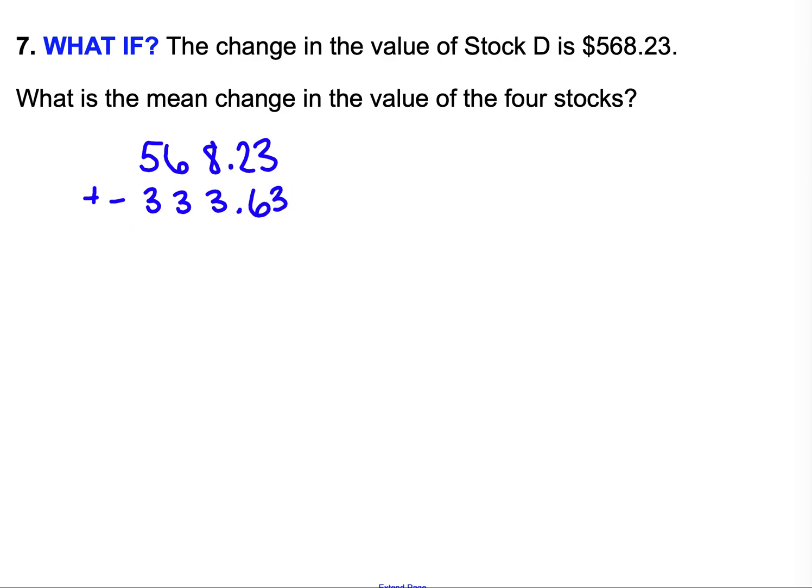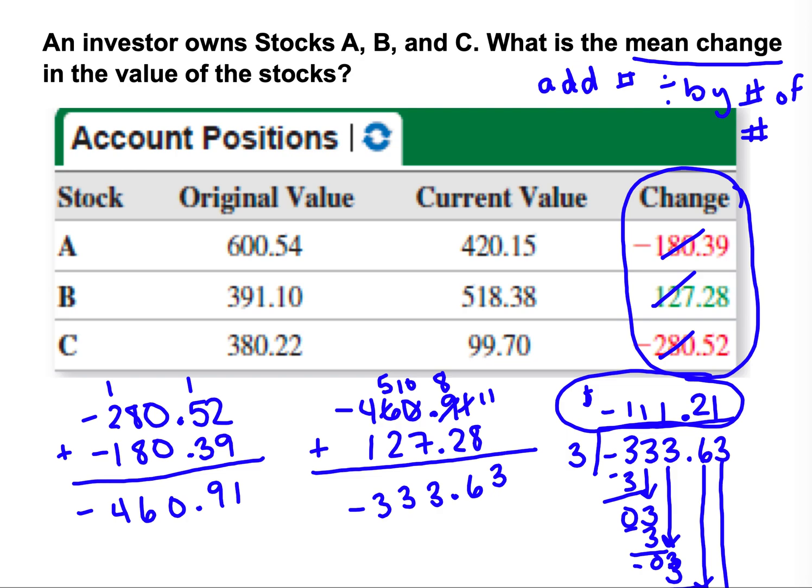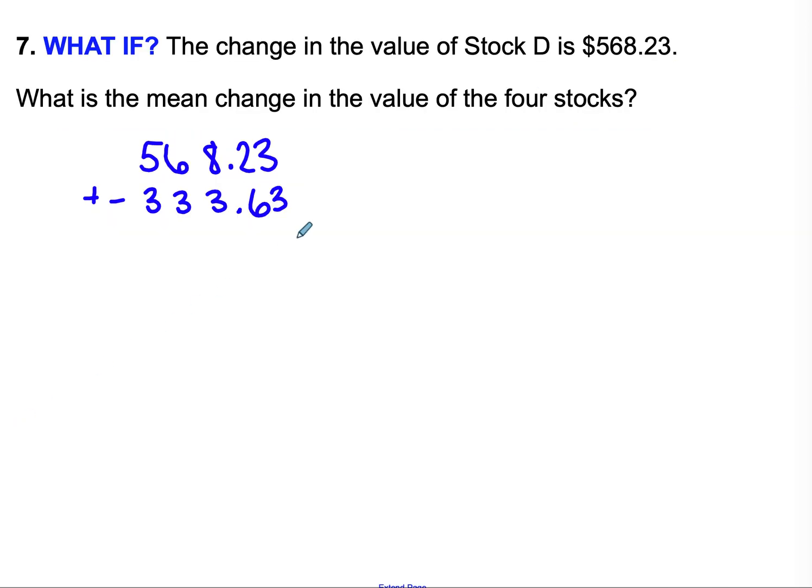I think that was the right number. Let's double check. Yep, that was our total here, $333.63. We're going to add those two together. And then because we have 4 stocks, once we add our values together, we're going to take that answer and divide by 4. Okay, so you need to add these two together to find the total change. And then to find the mean, you're going to divide by all 4. So go ahead and pause the video and finish this problem on your own.